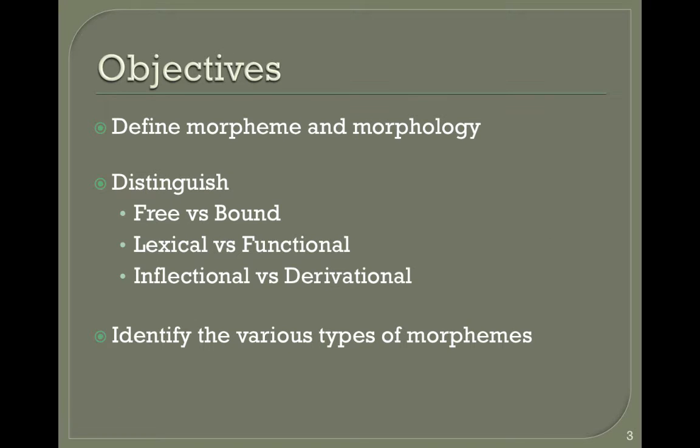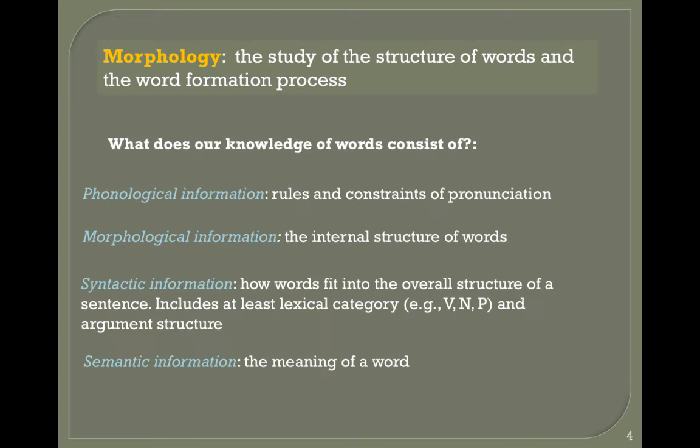Here's more specifically our objectives. We're going to aim to get some working definitions for the terms morpheme and morphology. We're going to distinguish a variety of different types of morphemes, and then we're going to work through various types of morphemes. Morphology can be defined as the study of the structure of words and the word formation process. We were studying word formation process in the first part of this lecture as well, and now we're going to get into it in a little bit more detail.